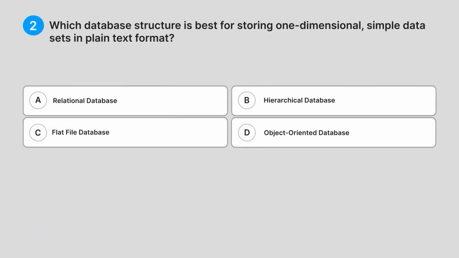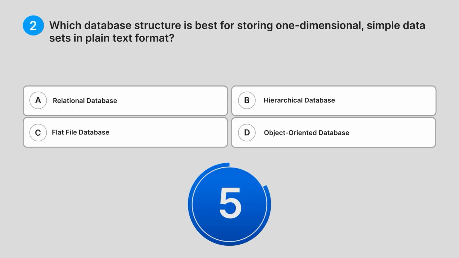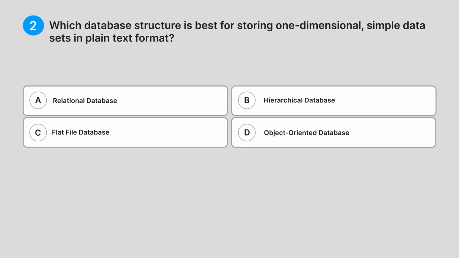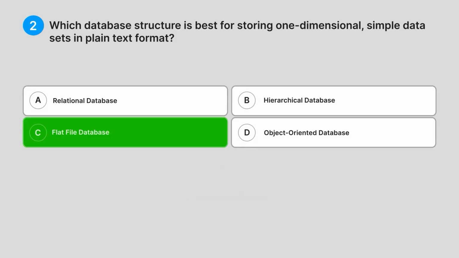2. Which database structure is best for storing one-dimensional simple data sets in plain text format? A. Relational database. B. Hierarchical database. C. Flat file database. D. Object-oriented database. Do you know the answer? Correct answer, C. Flat file database.